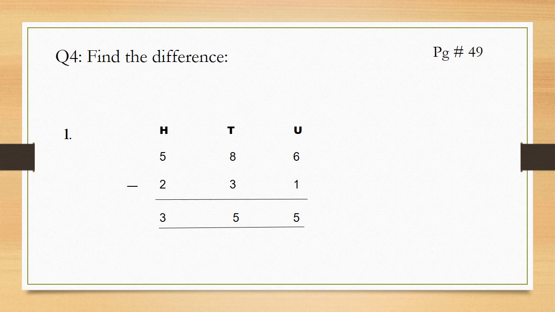Then we will move to the hundreds place. In hundreds place, we have 5 hundreds and 2 hundreds, and we have to take away 2 hundreds from 5 hundreds. So students, when we take away 2 hundreds from 5 hundreds, we get 3 hundreds. So we will write down 3 in the hundreds place. So students, the answer we get by subtracting 231 from 586 is 355.